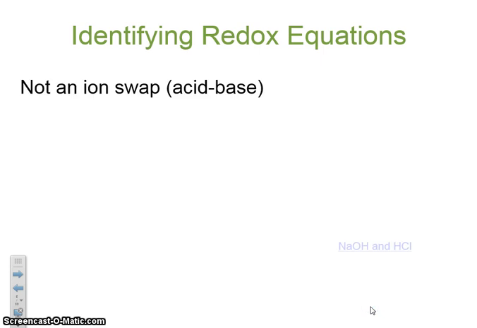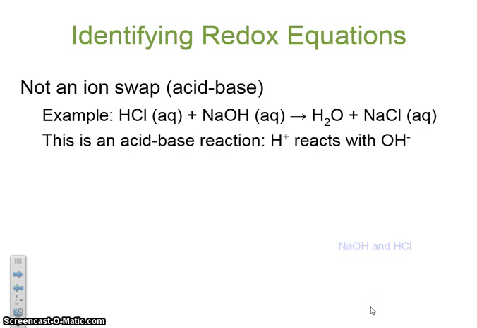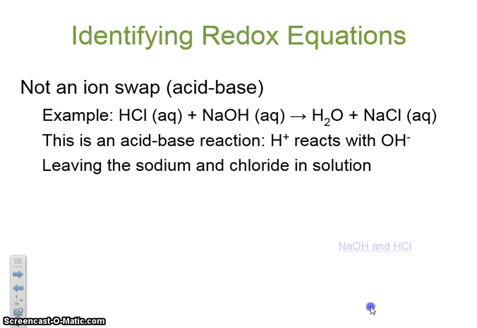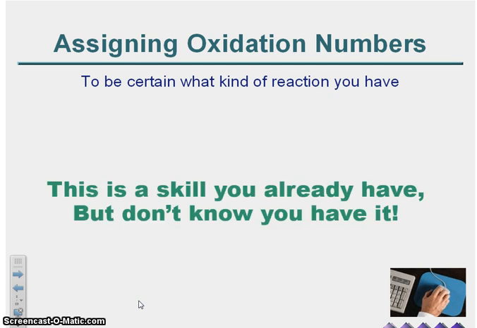It's not an ion swap as an acid-base reaction either. For example, hydrochloric acid with sodium hydroxide, an acid-base reaction. There is no change in the oxidation numbers. The sodium ions and chloride ions, the hydrogen ions and hydroxide ions start. The water is formed, but the hydrogen still hasn't changed its oxidation state, and nor has the hydroxide. They just stuck together. So, to be certain what kind of reaction you have, we assign oxidation numbers.